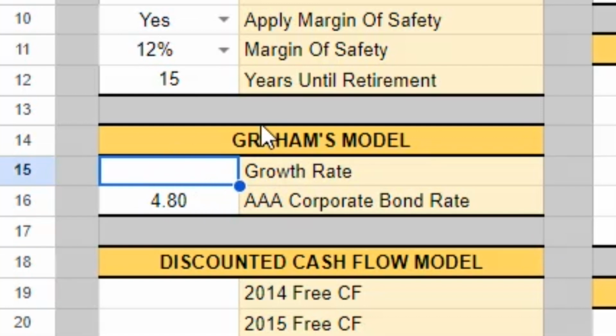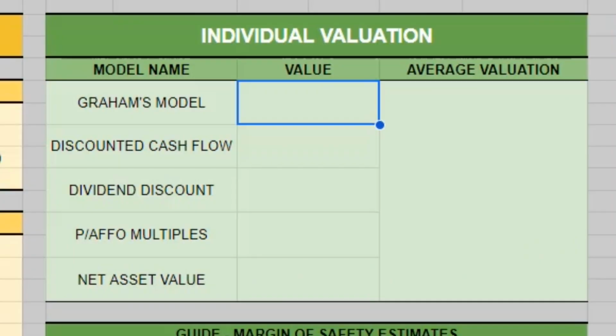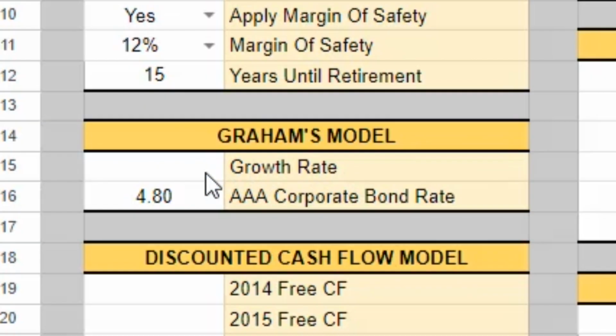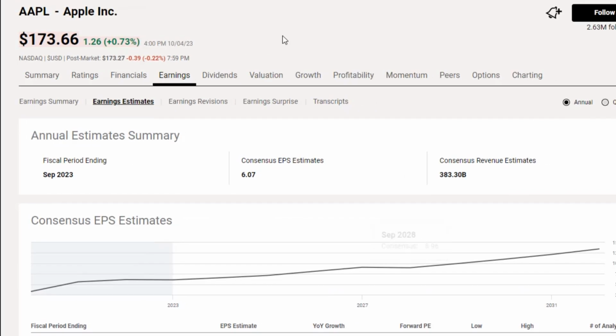Now for the growth figure, Graham is really big on taking the earnings per share and evaluating earnings per share. So we're taking a look at Apple's earnings per share growth rate over the next 5 to 10 years. And we're going to find that over on Seeking Alpha.